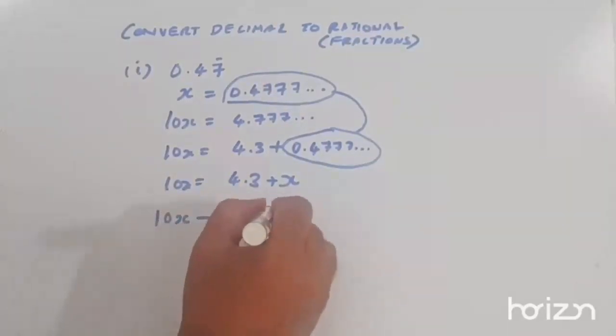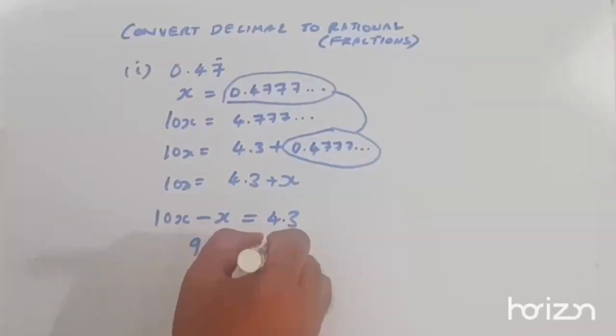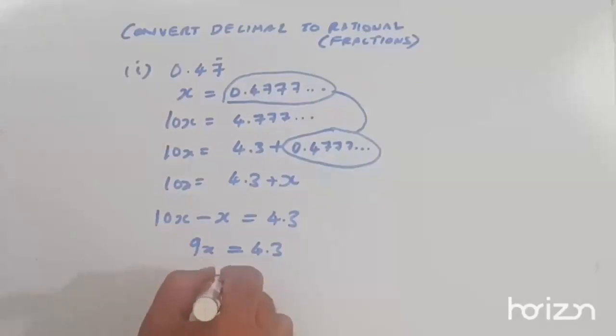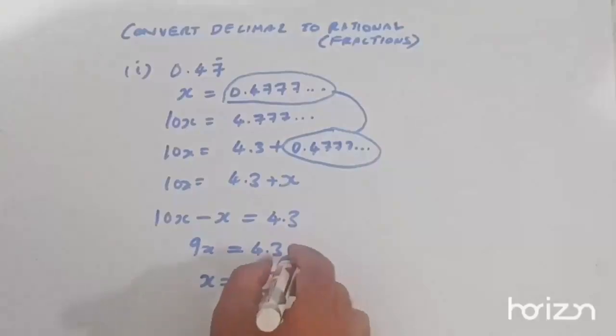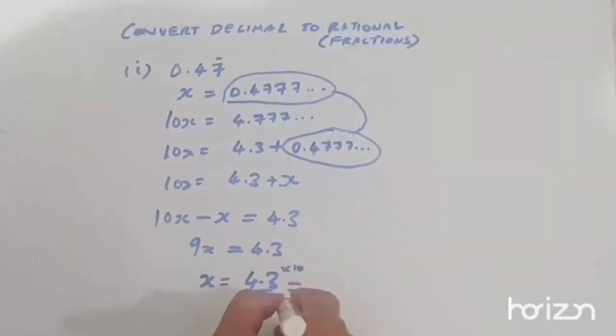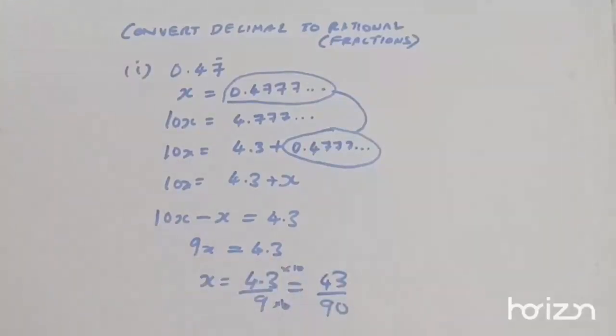Right? 9x is equal to 4.3. So x is equal to 4.3 divided by 9, and to bring it to the p by q form, you multiply both numerator and denominator by 10, you will get 43 by 90. Okay, so this is how we converted a decimal into a rational number.